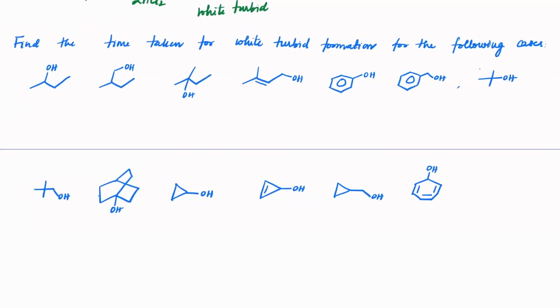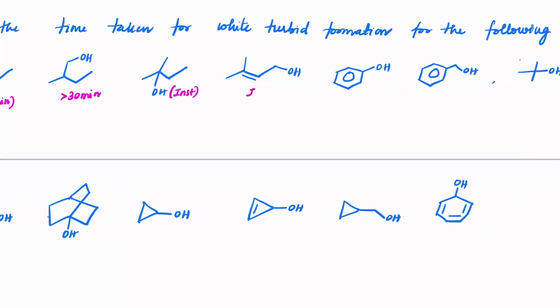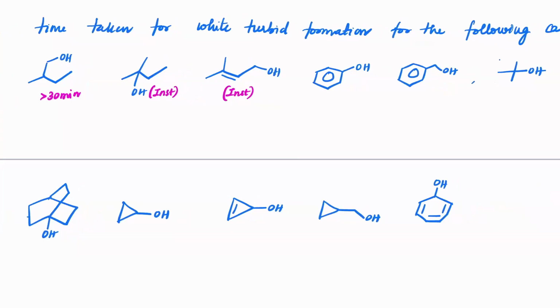So for all these cases, if you notice the time taken, let me write down. You also do it with me. First, in the first case, you will see this is between 2 to 10 minutes because it is 2 degree. This is greater than 30 minutes because it is 1 degree. This is instantaneous. This is also instantaneous because stable carbocation, very stable carbocation.